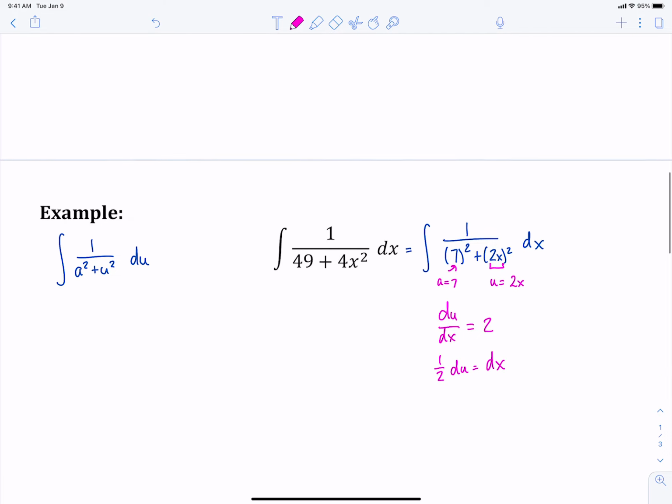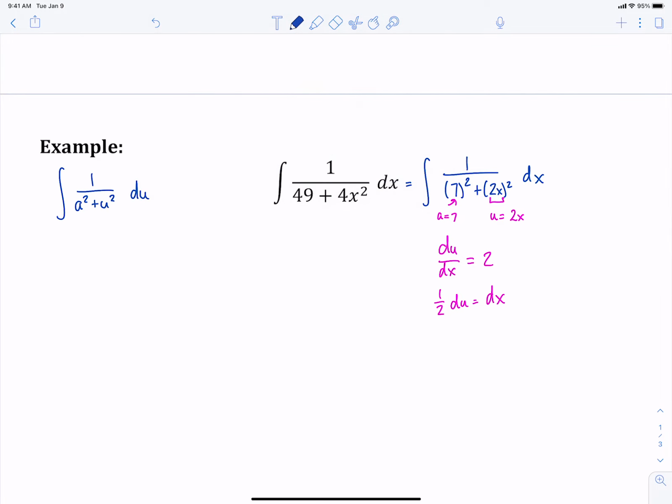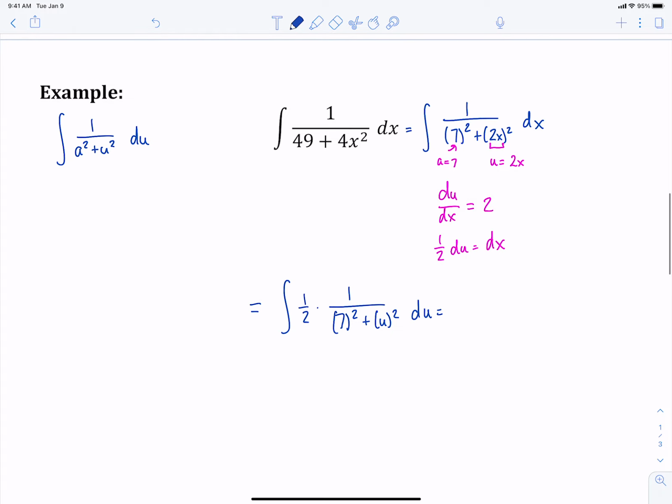So this makes our integral the integral of 1/2 times 1 over 7 squared plus u squared, and boy, I'm having real issues with my variables today, so don't worry if you do that sometimes. I do it all the time.